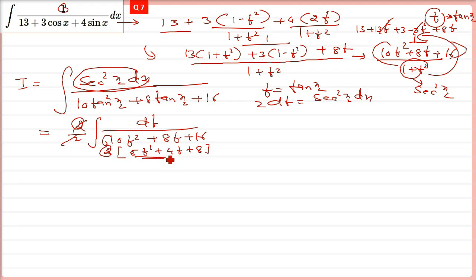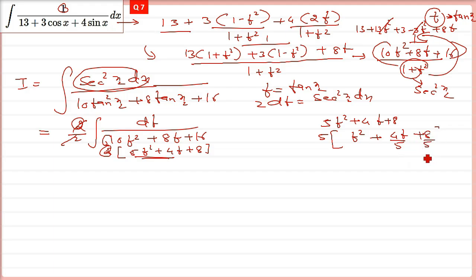So 5t square plus 4t plus 8, which is in the denominator, can be converted into a perfect square. So how are we going to do this as a perfect square? Let's discuss it again, because you know already how to do this. First of all, we cannot have anything in front of t square, so I am taking 5 outside. Please remember, whenever I am taking 5 outside or any constant outside, it will always come in the denominator of the actual term. Whenever you take 5, divide everything by 5. So t square plus 4t by 5 plus 8 by 5.